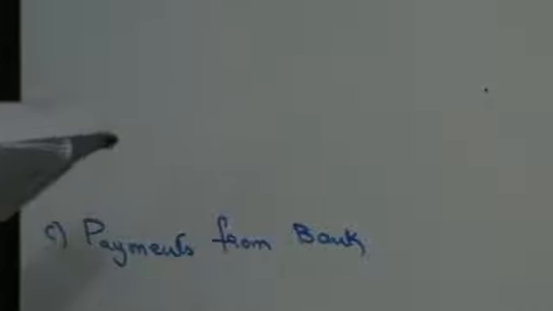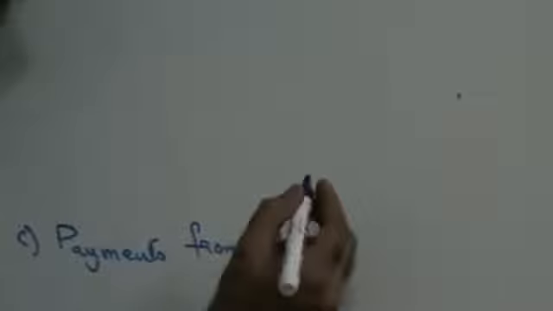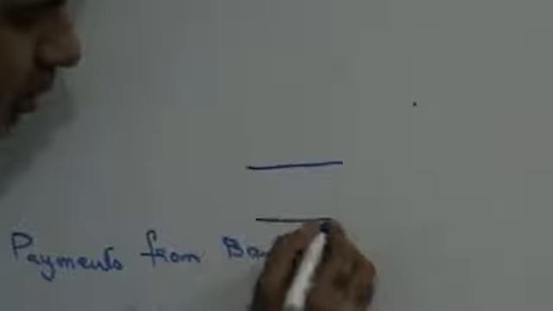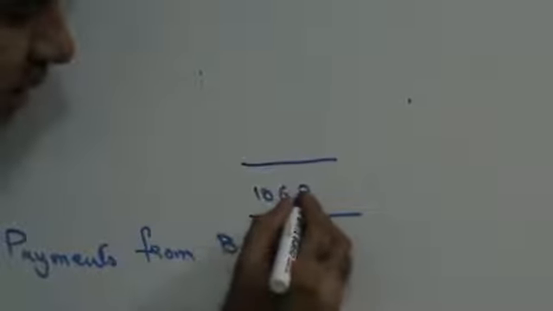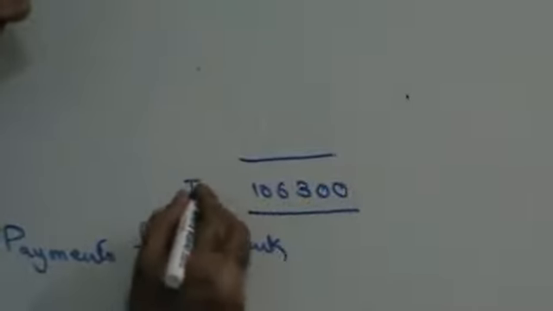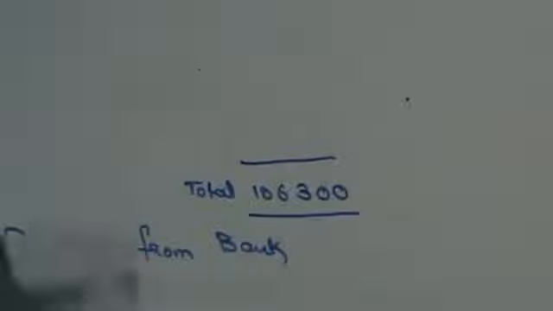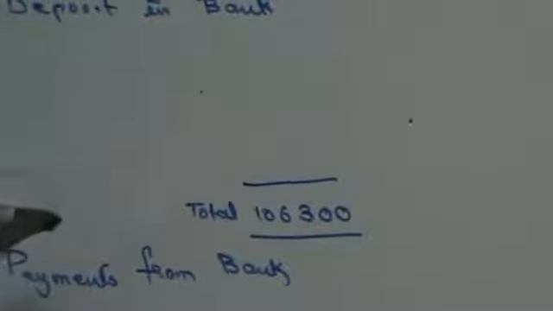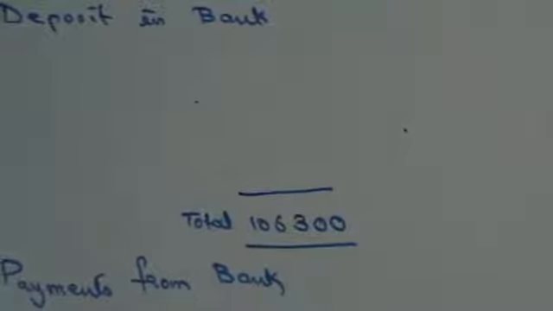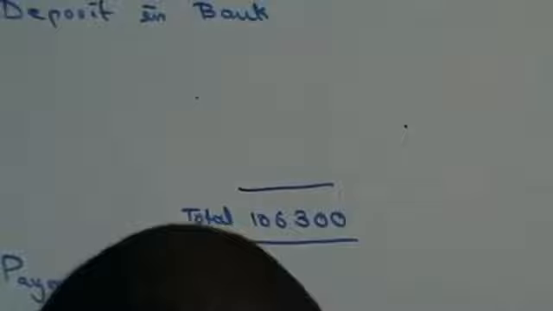Right, let's start. Now they're saying that as per the bank passbook he deposited 1,06,300. The total deposit into bank is 1,06,300. That's my total amount that has been deposited into bank, and he withdrew 1,30,000 up to the date of the fire. The total amount withdrawn from the bank is 1,30,000.